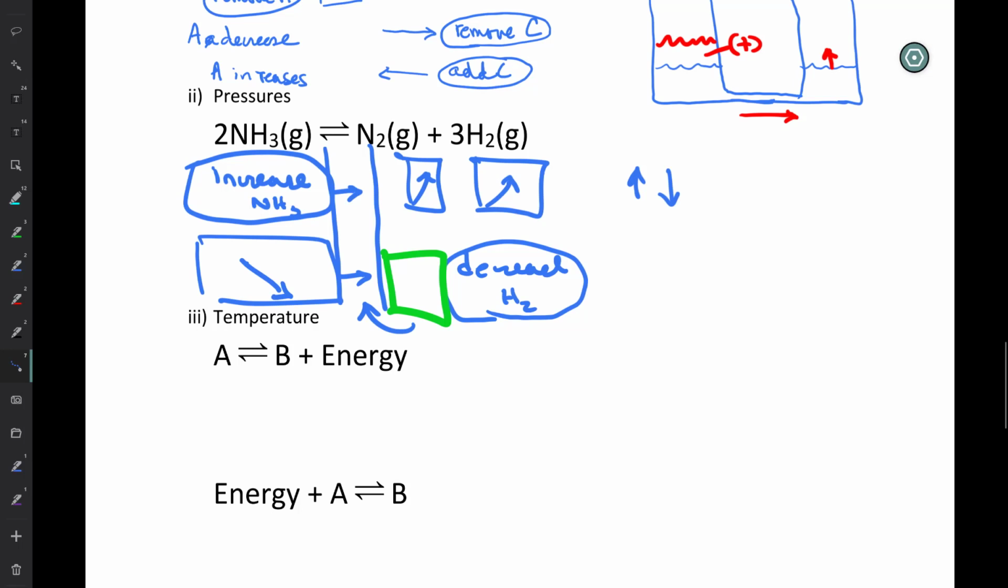So what about the green box? And this is the one that's really hard to sort of understand for most students. And the answer is, if this arrow is going to the right, then this must also be going up. And as a result, you're decreasing the amount of H2, you're making the reaction want to go to the right, and as a result, NH3 goes down and N2 goes up.